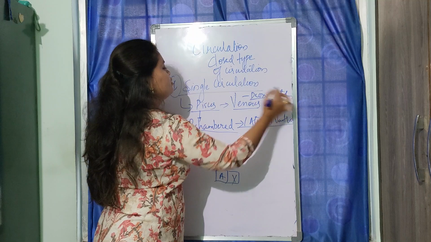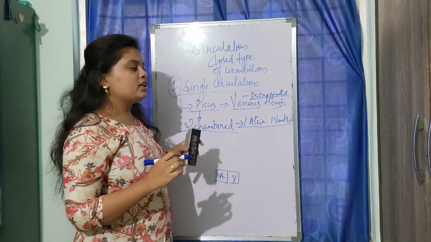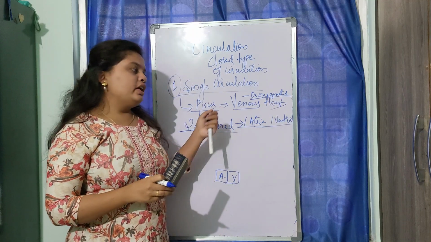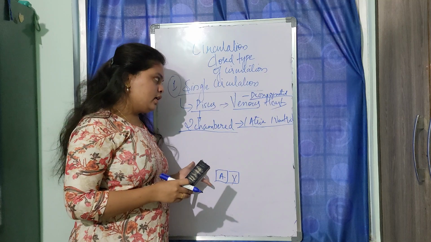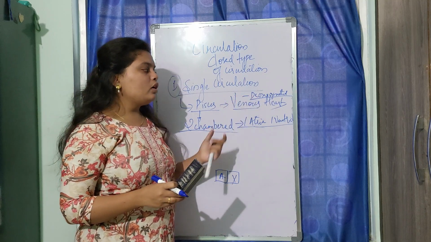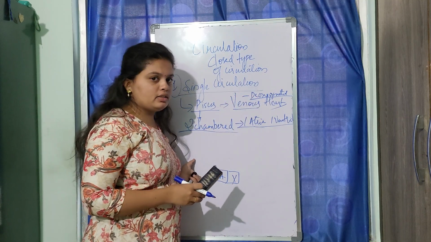Deoxygenated blood. It is only going to receive deoxygenated blood. That's why it is called venous heart. I will make you understand why it is called deoxygenated blood by drawing this flowchart.